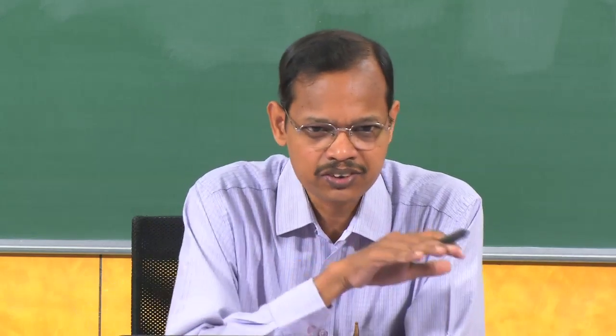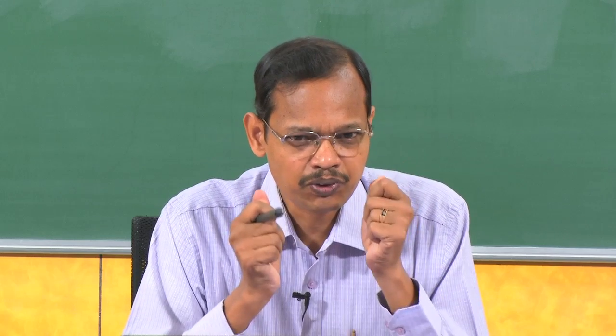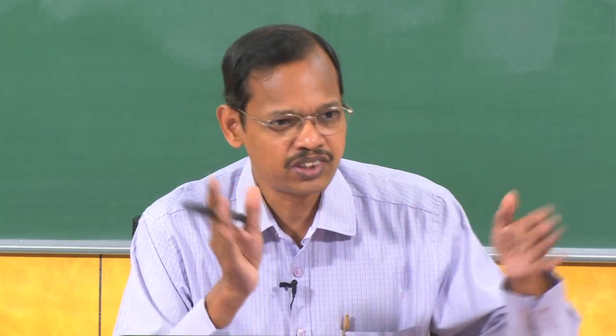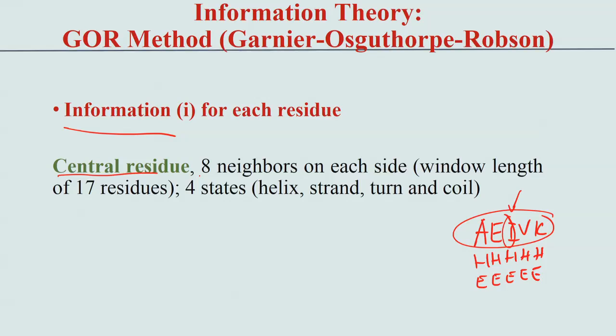This number of neighboring residues depends; we can use any window length and see finally which window length provides the optimal, highest performance, and then we can fix it. You can try 3, 5, 7, several window lengths, and optimize to get the window length with the highest performance. So, they use 8 neighbors. With 8 neighbors, what will be the window length? 17, because 8 plus 1 plus 8: this is the central one, this is on the left side, this is on the right side, N terminal and C terminal side. So, 17 residues, and they consider 4 different states: helix, strand, turn and coil.